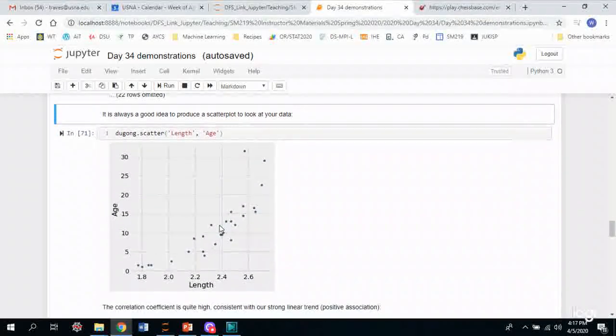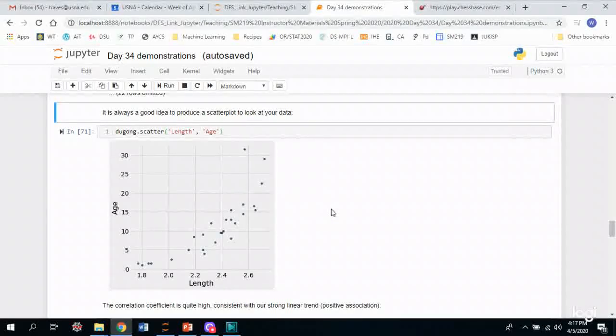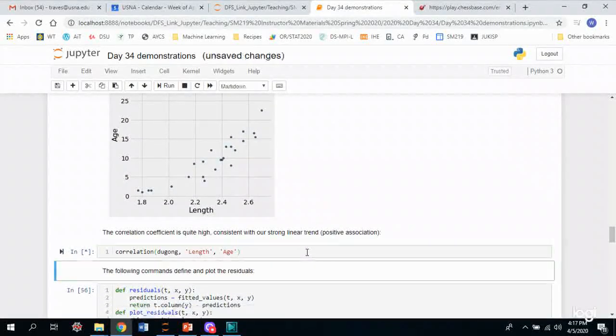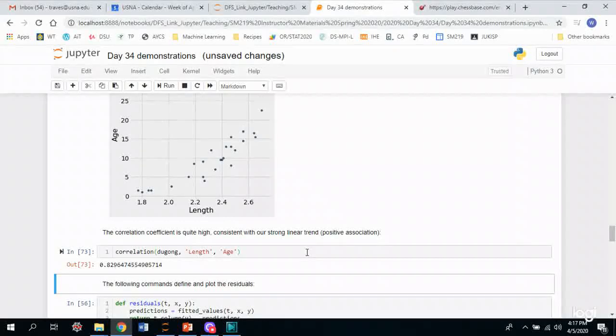It's always a good idea to produce a scatter plot to look at your data itself. And here we've produced a scatter plot of age versus length, and we see a very strong positive association here. There might be some quibble about whether the data has a curve to it or not, but definitely we see a strong positive association. And if you calculate the correlation coefficient for length and age, you find that it's almost 0.83. That's a pretty high value, and that's consistent with our strong linear trend.